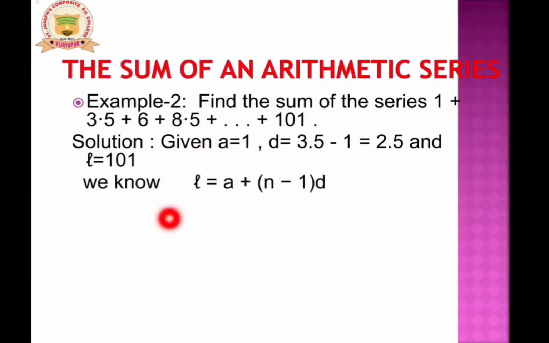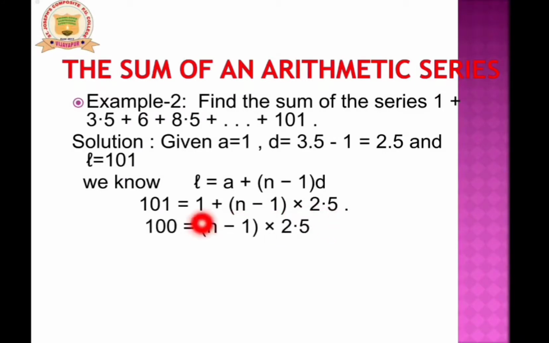We know the formula for the nth term or last term L. L is equals to a plus n minus 1 into d. Substitute to get the n value. So 101 is equals to 1 plus n minus 1 into 2.5. Take this plus 1 to this side, it becomes minus 1. So 101 minus 1 becomes 100 is equals to n minus 1 into 2.5.